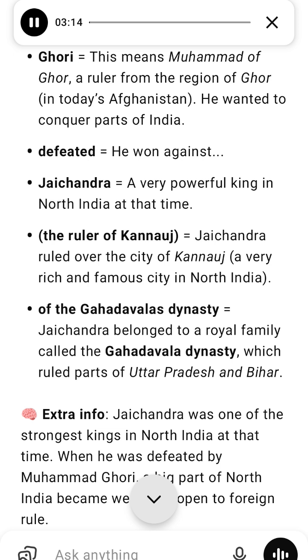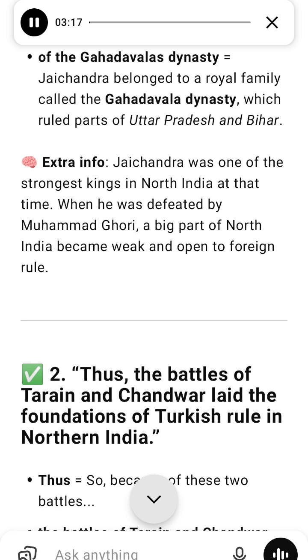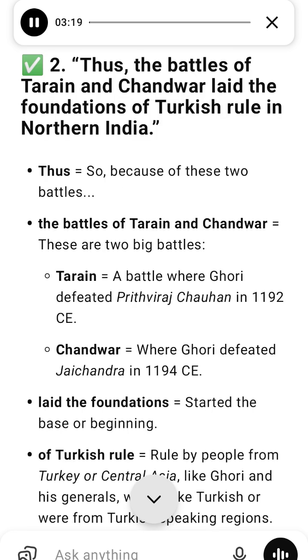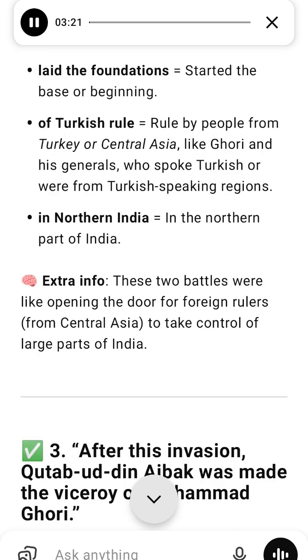Revolt of Khokars, around 1205 CE. Revolt equals a rebellion or uprising. The Khokars were a warrior tribe in Punjab. This happened about 1205. The Khokars didn't like Ghori's rule and fought back.